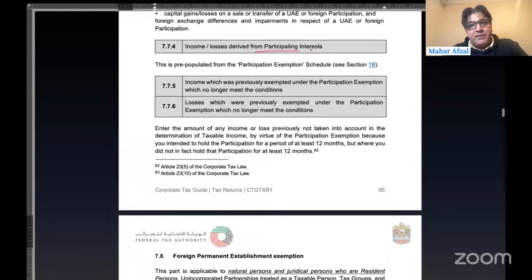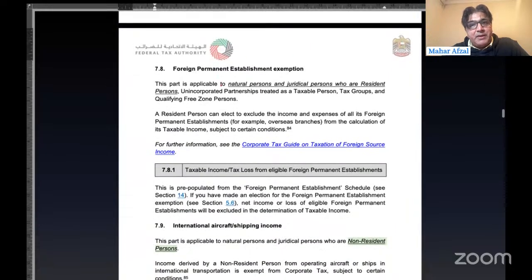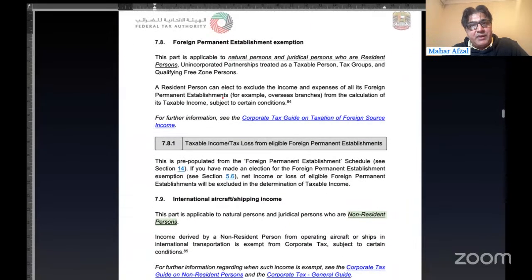They have mentioned participation basically. Just look into this, please. Foreign PE, as I mentioned earlier, will be applicable on all branches. You cannot pick and choose.